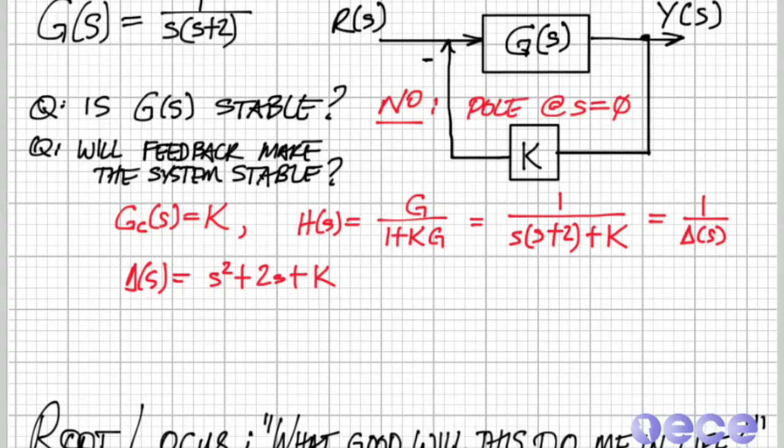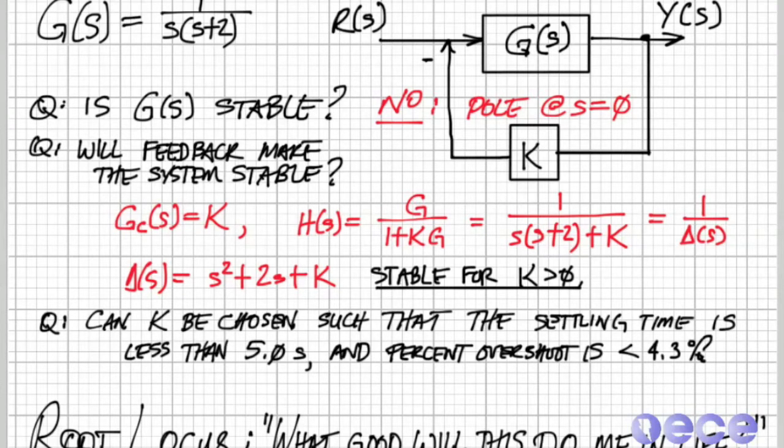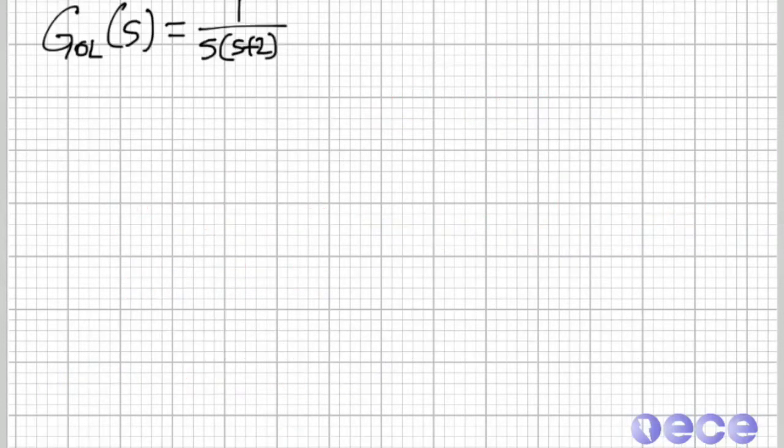My delta(s) characteristic equation is s squared plus 2s plus K. If this is the case, then I'm stable for K greater than 0. Anything greater than 0 is going to give me stability. I know this by looking at just the characteristic equation. But I want to know, for example, can I pick K such that I get a settling time less than 5 seconds and percent overshoot less than some percentage? Now I'm not just worried about stability, but I'm worried about meeting design parameters. This is where the root locus will help me.